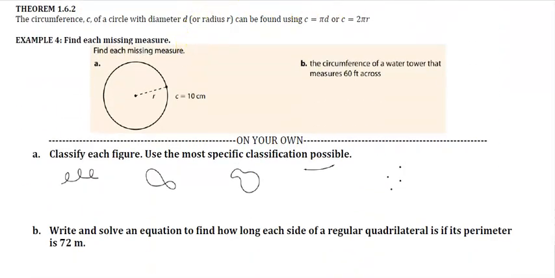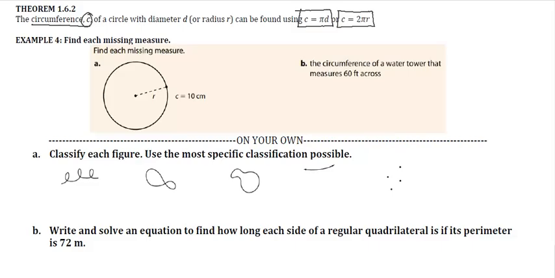Okay, theorem 1.6.2 then is the circumference C. You do need to memorize all these formulas. The circumference of a circle with a diameter d can be found using these formulas: C equals pi times diameter, or C equals 2 pi times the radius. I'm going to change my color up. Either of those, depending on the information you're given.